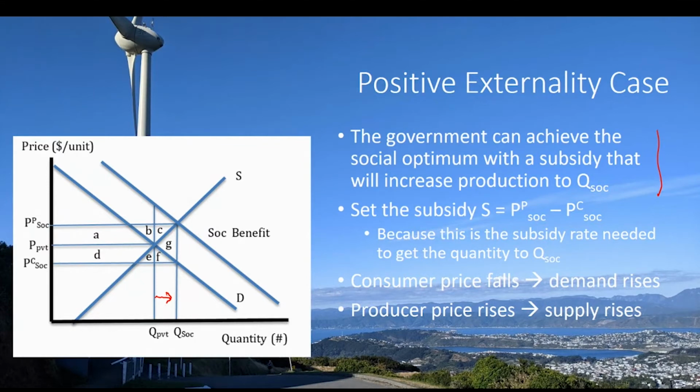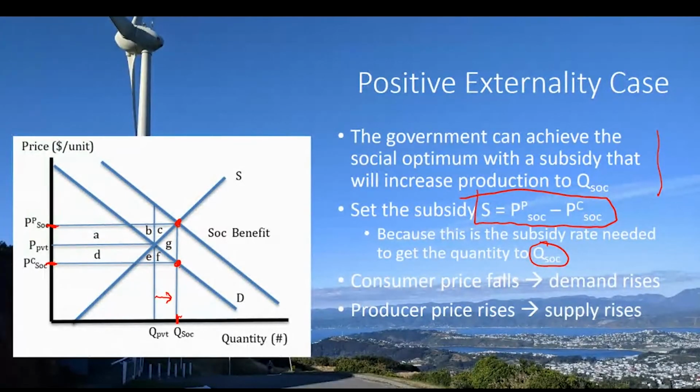Now, in order to achieve the quantity Q social, we need to generate a price for producers that's higher up here, and we need to generate a price for consumers off of the demand curve that's lower. And a subsidy set equal to the difference in those particular prices is going to be able to achieve exactly that effect. All right, so that's the subsidy rate that's needed in order to generate the socially optimal level of production, which is Q social.